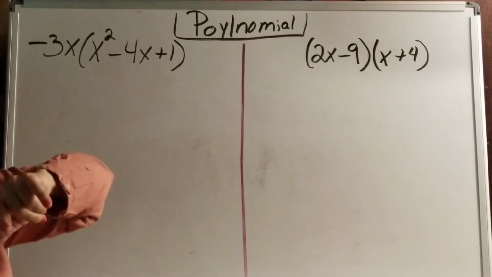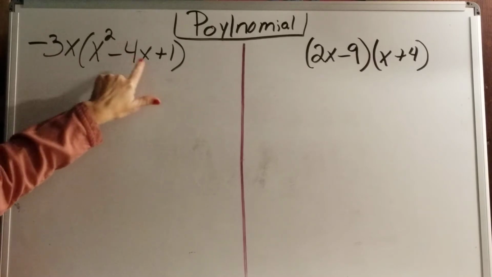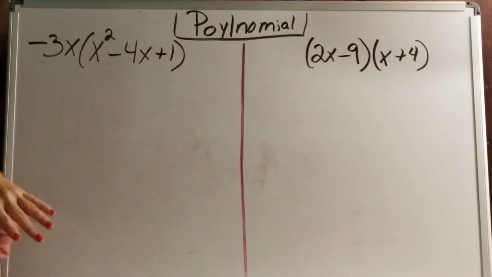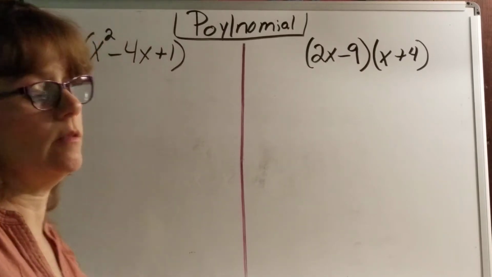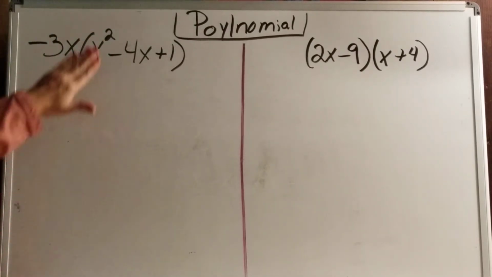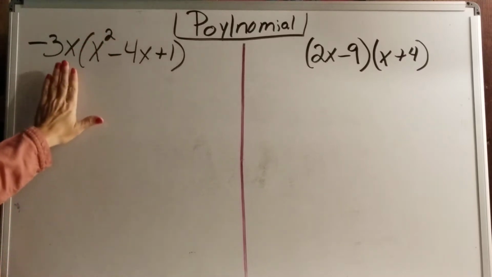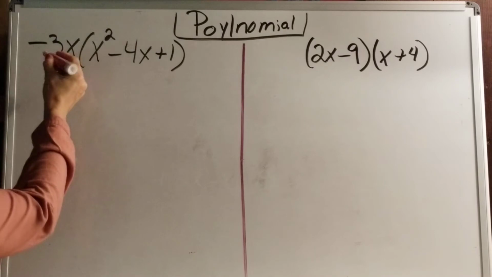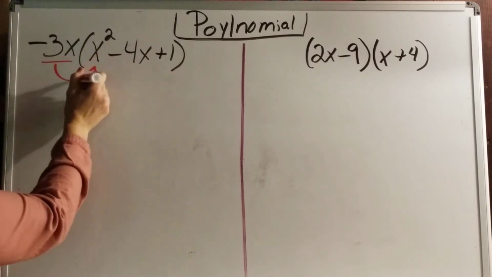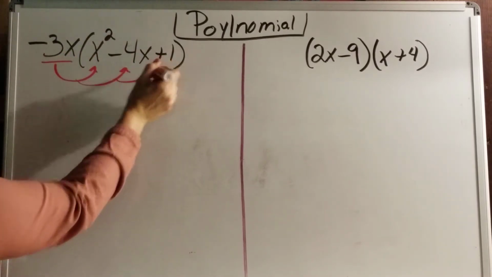The reason I know that is because each term in here is separated by a plus or a minus, and that rule states that the only things you can add or subtract together have to be like terms. So the next thing is I'm going to look outside the parentheses, and what I see is this negative 3x. That means I'm going to take this negative 3x and multiply it to everything inside.